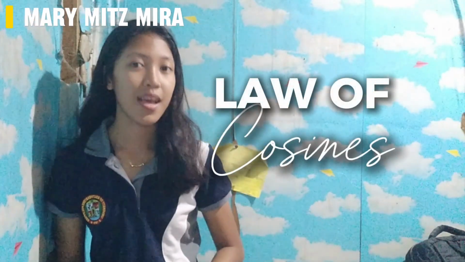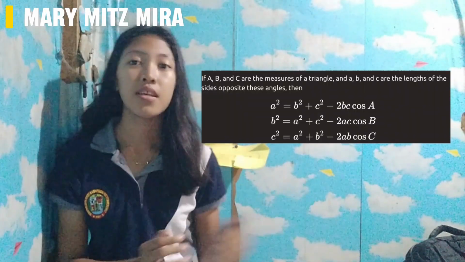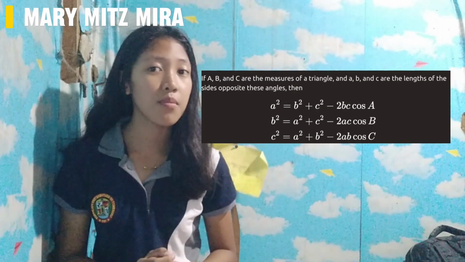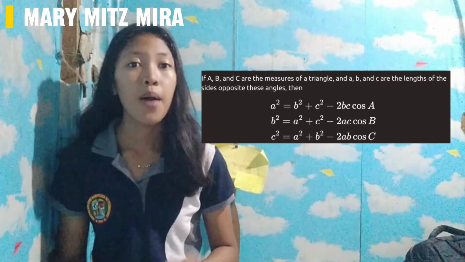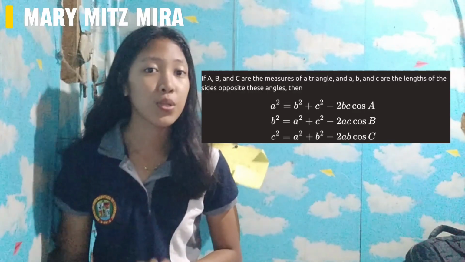Now, let's move on to the law of cosines. The law of cosines is used to solve triangles in which two sides and the included angle are known, that is the side-angle-side case, or when all three sides are known, which is the side-side-side case. Mathematically, it is expressed with these formulas. This means that the square of one side equals the sum of the squares of the other two sides minus twice their product times the cosine of the included angle.